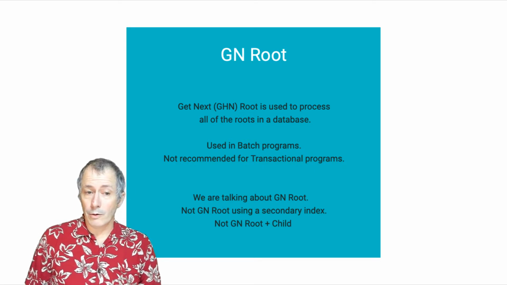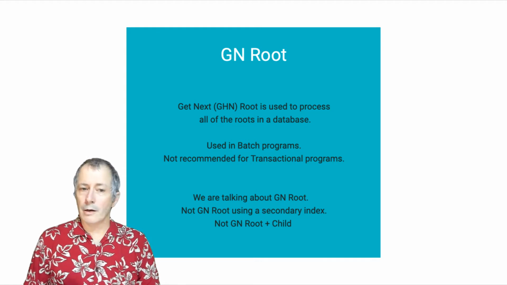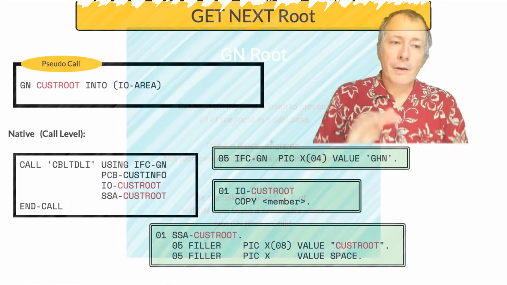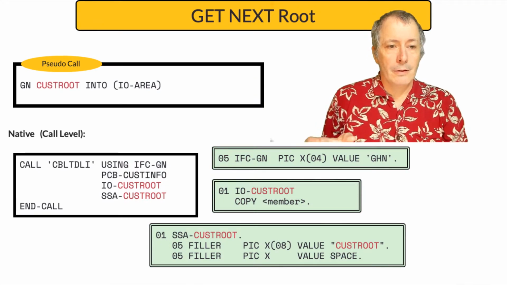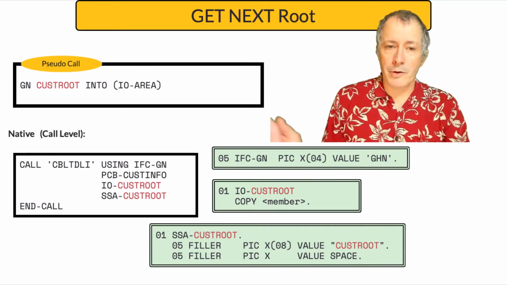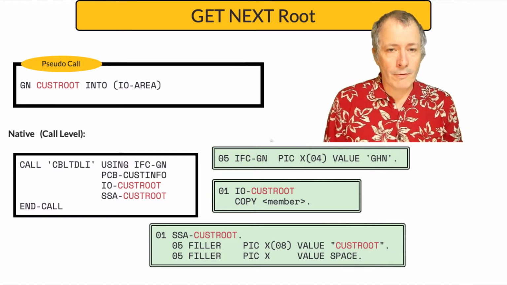To be clear, what we are talking about is Get Next Root, not Get Next Root using a secondary index, not Get Next Root plus reading a child. This slide shows a pseudo call of the Get Next customer root into an I/O area. It also shows the actual native call. This is known as a native or call level.